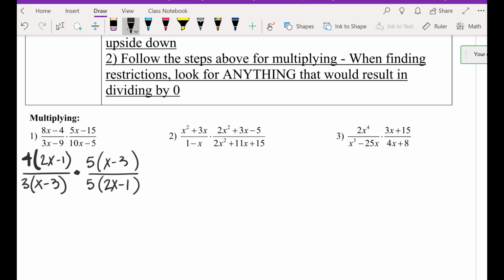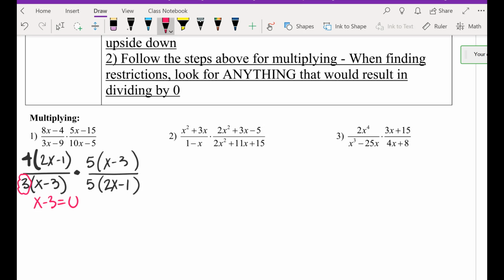Now before we go and cancel all, we would need to find the restrictions. How do we do the restrictions, guys? Take each denominator and set it equal to 0. I'm going to start with x minus 3 equals 0. How come I don't need to worry about this 3 right there?